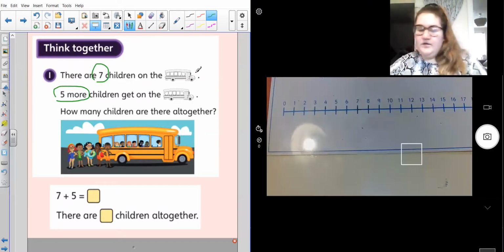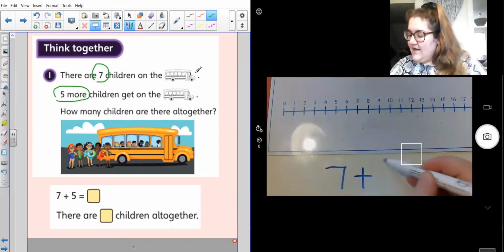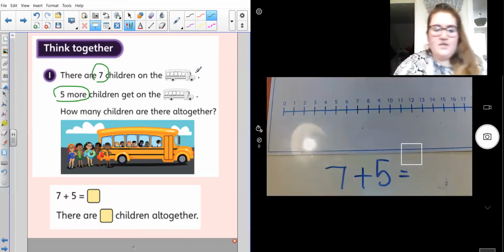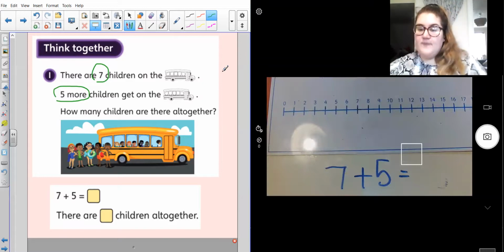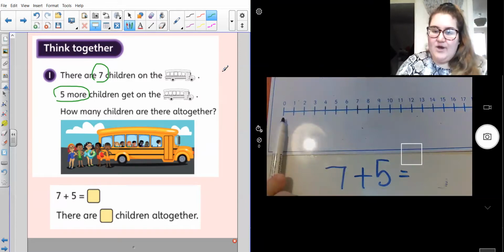So hang on. I've got 7 on there already and I'm adding 5 more, and you can see that I've represented the number sentence the same on here. I had 7 to begin with and I'm adding 5 more. So I'm going to use my number line. Now, where do I need to start? Can you help me? Do I need to start at 0? Why don't I need to start at 0? Why not?